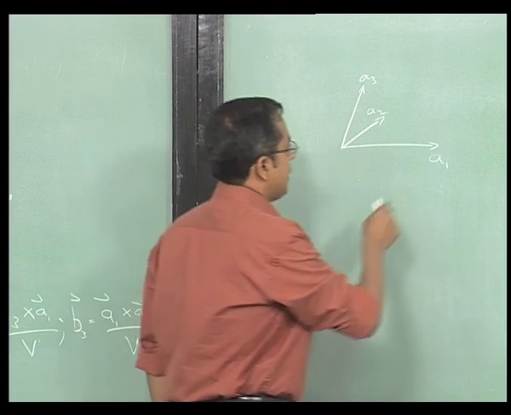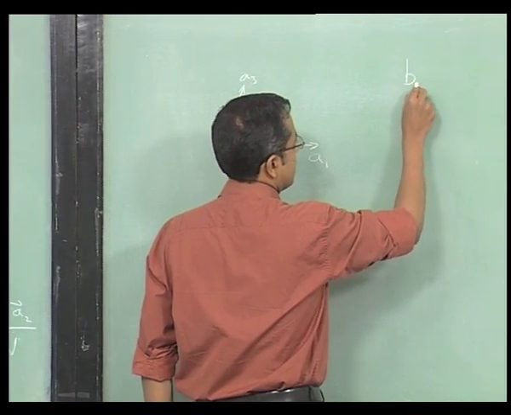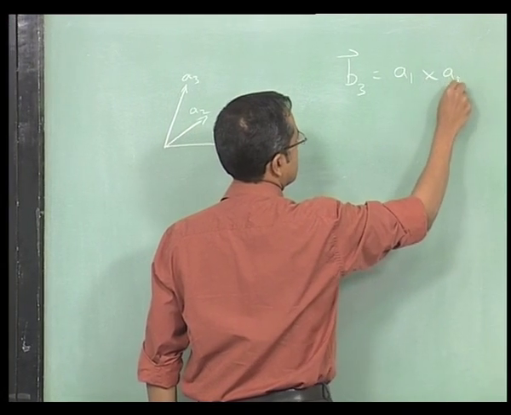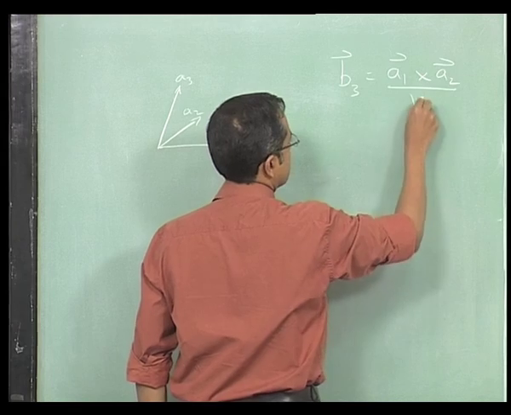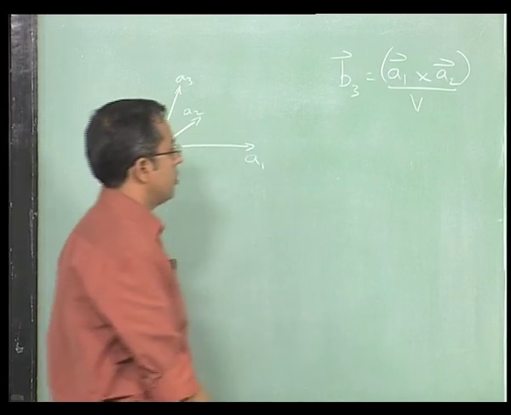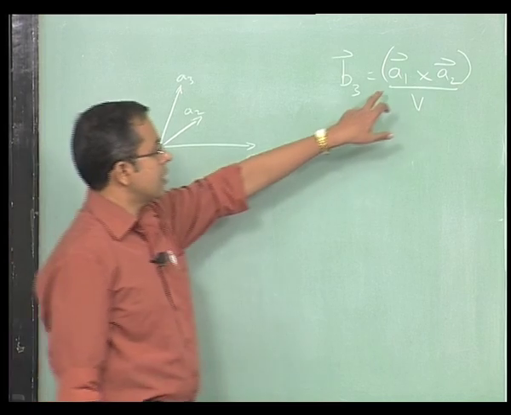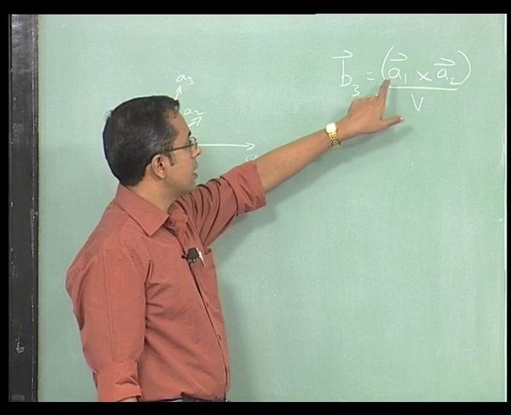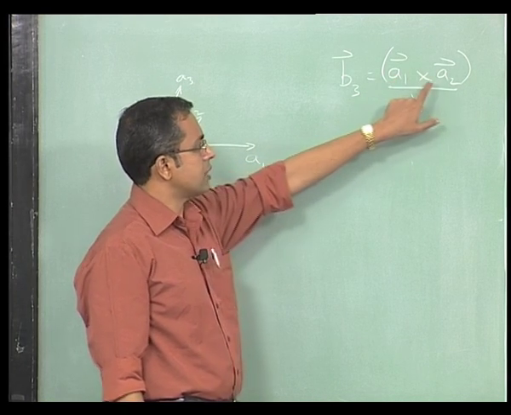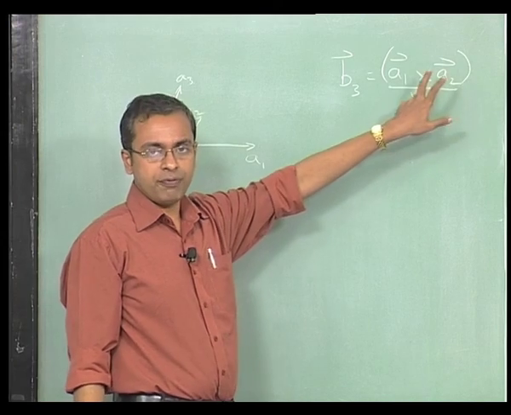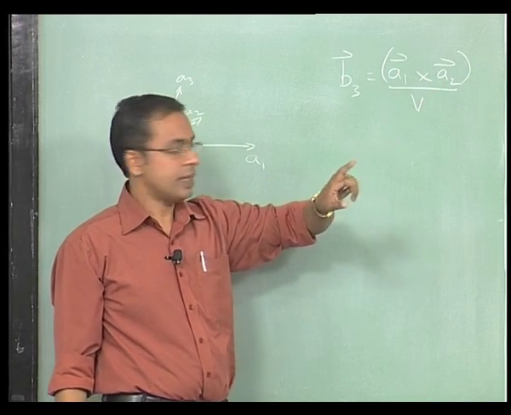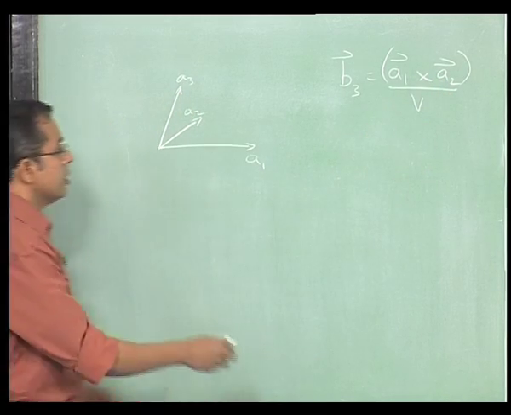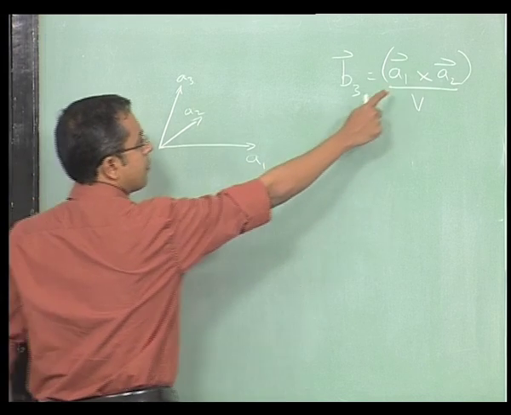Now we will write B3 again here: A1 cross A2 by V. By definition, volume is not a vector, it is a scalar quantity. So you have A1 cross A2. By definition of cross product, the result is perpendicular to both A1 and A2. That is the meaning of a cross product. So B3 therefore by definition is perpendicular to A1 and A2.